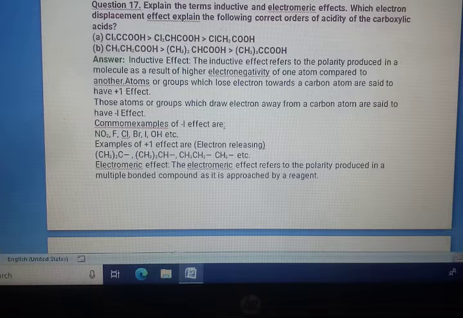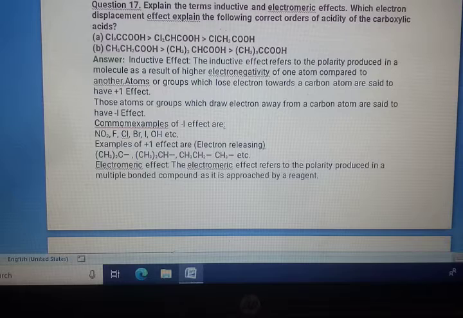Inductive effect refers to the polarity produced in a molecule as a result of higher electronegativity of one atom compared to another. Atoms or groups which lose electrons towards the carbon atom are said to have a positive inductive effect. Those atoms or groups which draw electrons from the carbon atom are said to have a negative inductive effect. So here, negative inductive effect and positive inductive effect, you have to arrange according to the strength of acidity, right?